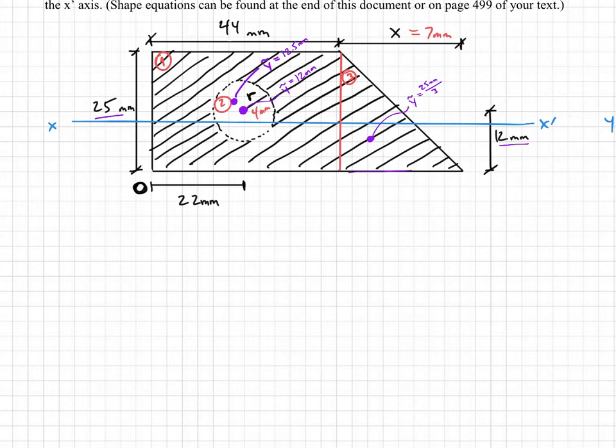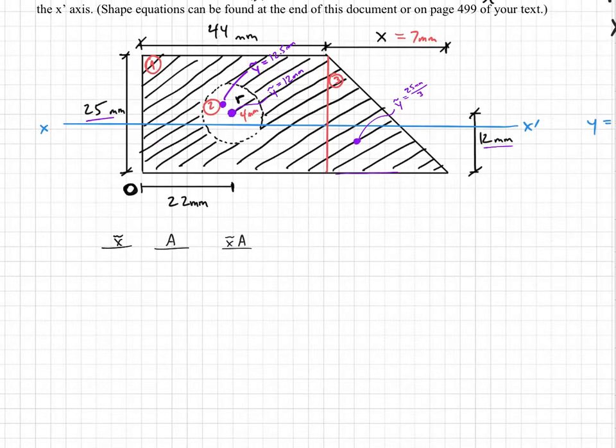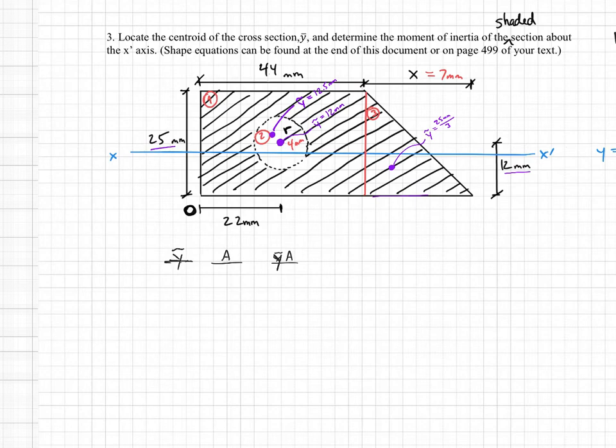Okay, where's my chart here? Okay, so we got x. We don't need to do y, so we won't do y. X, and then a, and then x tilde a. Wait, we don't want x tilde, we want y tilde. Okay, there you go. Y tilde. Okay, so we remember that the formula for this is the summation of y tilde a over the summation of the a's, right? So that's for y bar.